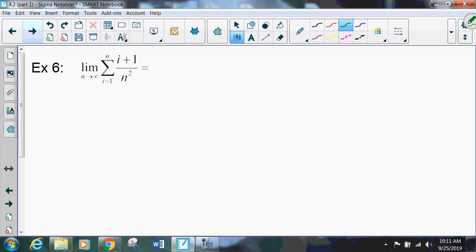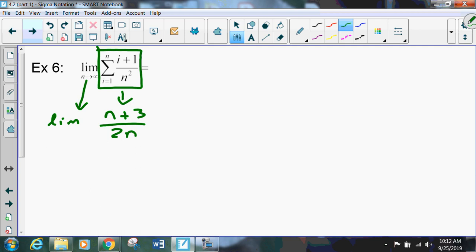So aren't we glad? Because if we started the lesson with this, we'd be like, what? How are we going to solve this limit problem? But we already used our new knowledge of summations to say that that is the same thing as n plus 3 over 2n. So now we're finding the limit of n plus 3 over 2n as n approaches infinity. Now we can do this. This was last year's stuff, right?